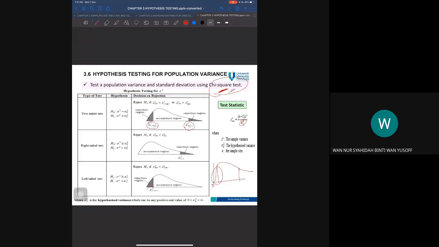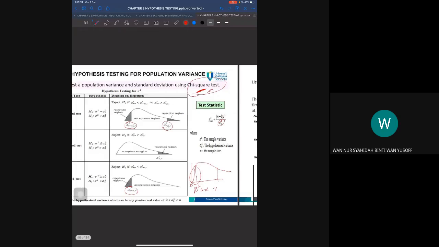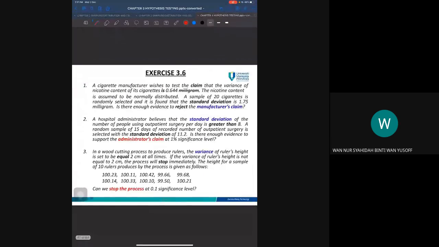If you have two tails, it is chi-square with 1 minus alpha over 2 and alpha over 2. If you have one tail, only the right tail, then it is just alpha. It is not a negative value. Okay, so we go to number 3.